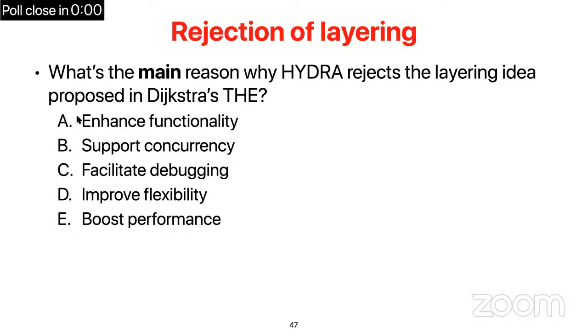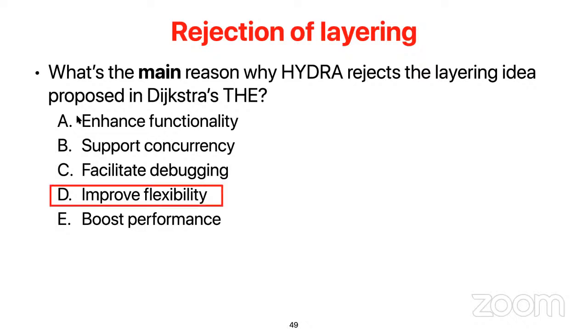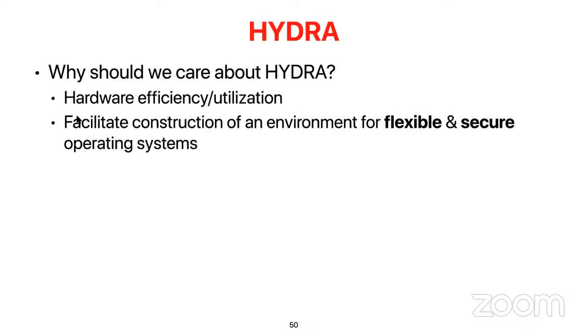I found it in the second page under number 4, where it says, so it says, right. So the Hydra paper, right? So it's actually saying that they want to construct an environment and for flexible and secure operating system, right? So that's why, okay, so red team scored 1, yay, right?